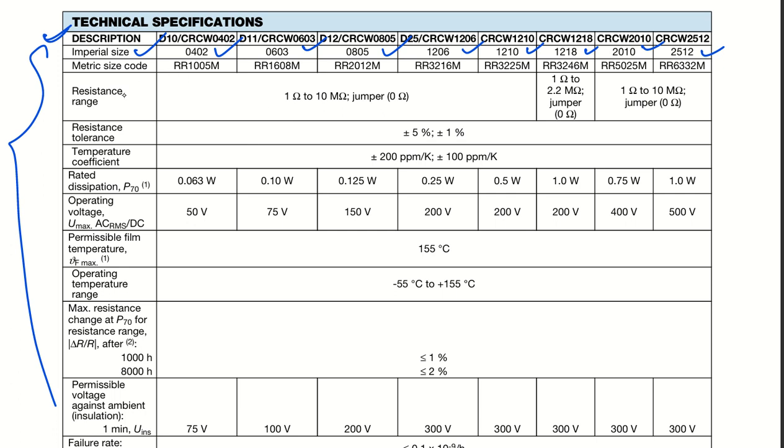Now if you see the resistance range, this particular series is available from 1 ohm to 10 mega ohm. Any value between these two, like 1 ohm to 10 mega ohm, where 10 mega ohm means 10 to the power 6 ohm, or 0 ohm is also available. You can see this particular series is available only from 1 ohm to 2.2 mega ohm, that is for the 1218 package. The other one is also the same, 1 to 10 mega ohm. Similar to that, resistance tolerance is 5% and 1%, so you can see this particular series has 1% as well as 5%.